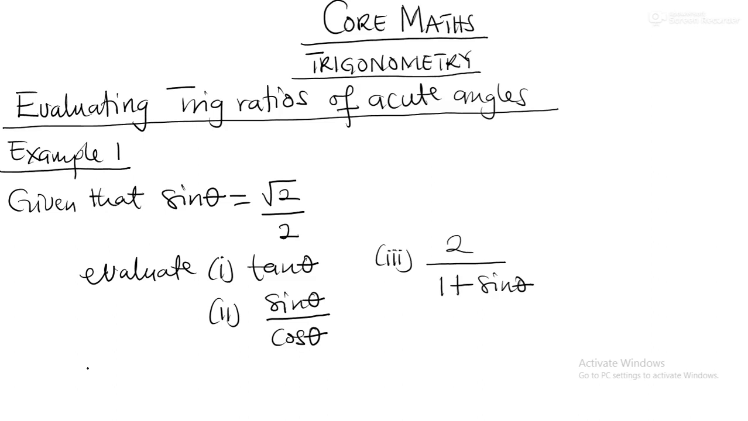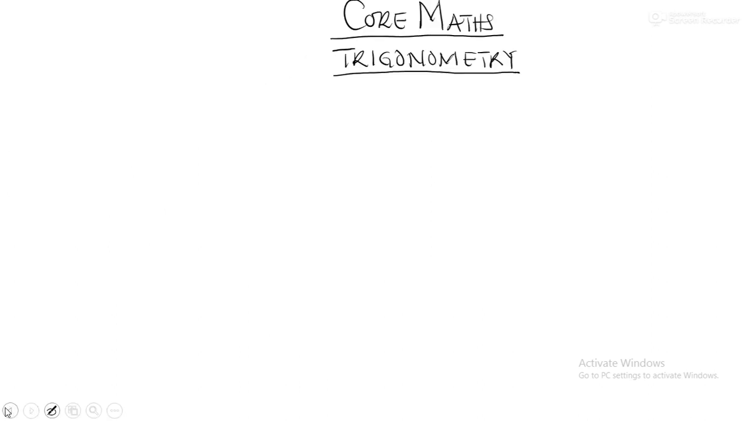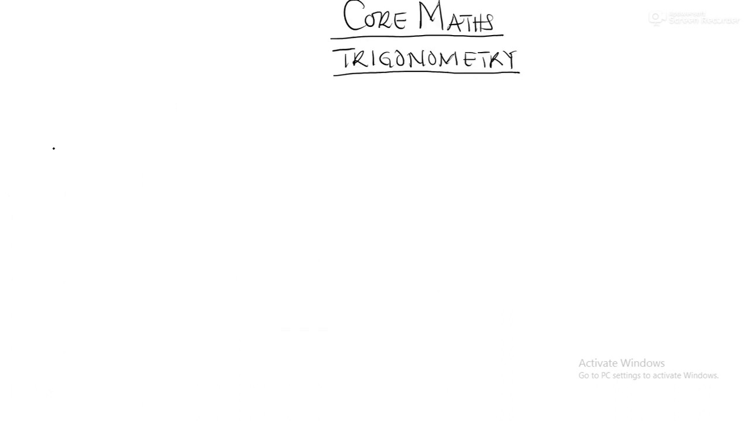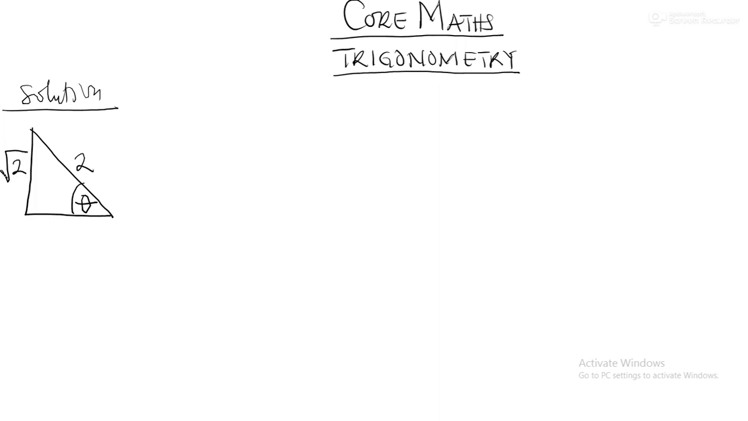So let's do that. Before we move on, our hypotenuse will be what? Will be 2, and then our opposite will be what? Will be root 2. Good. So solution. We sketch our right angle triangle. This is our theta. Hypotenuse will be 2, opposite will be root 2. So we have this.